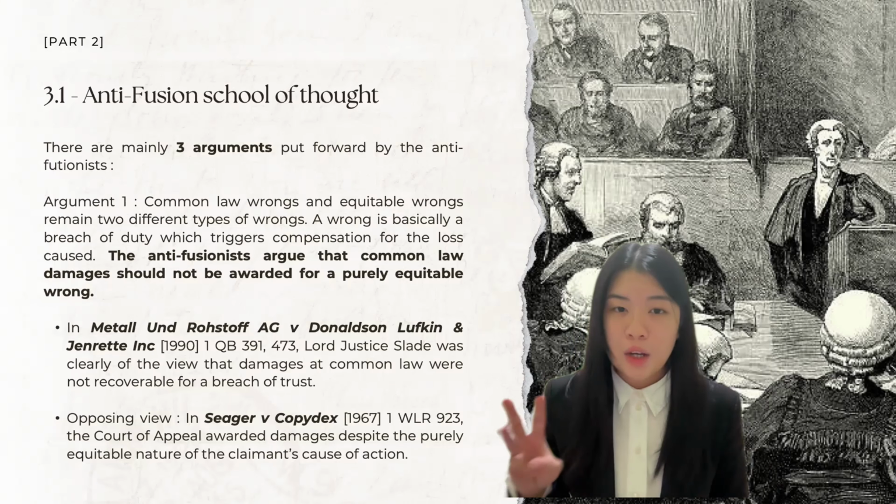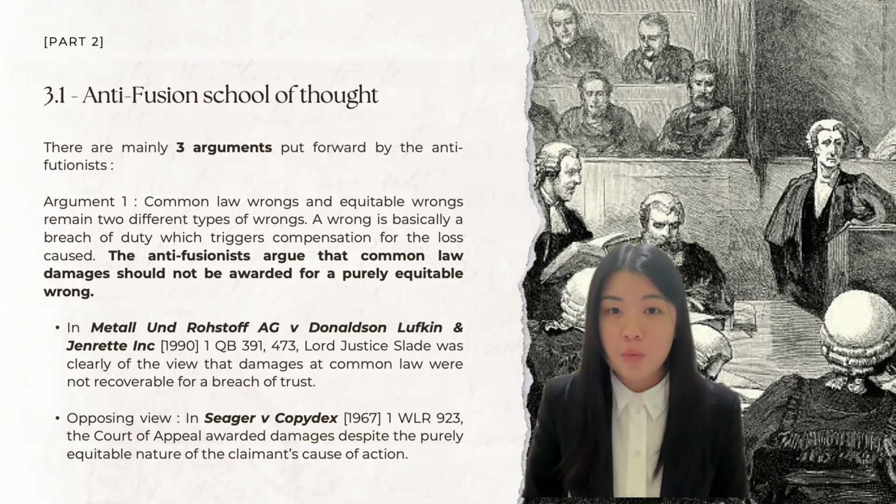There are mainly three arguments put forward by the anti-fusionists with respect to the distinction in remedies. First is that common law wrongs and equitable wrongs remain two different types of wrongs. A wrong is basically a breach of duty, which triggers compensation for the lost cost. The anti-fusionists argue that common law damages should not be awarded for a purely equitable wrong. Examples of equitable wrongs are breach of fiduciary duty and breach of confidence.